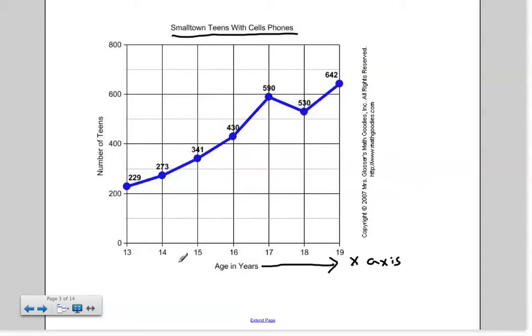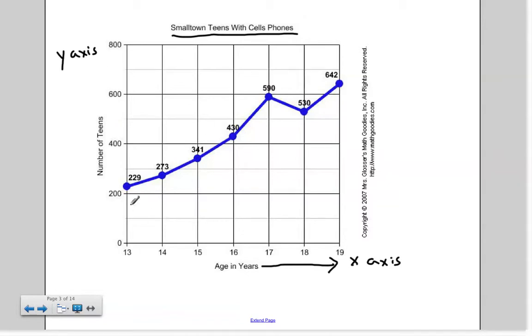Now the other bit of important information is the number of teens. So how many teens in small towns have cell phones? This is our y-axis. So if you can remember that x, because it's across, always goes horizontal, the y-axis always goes up and down. It never changes. So now we look at this graph and let's see what we can learn about this graph.